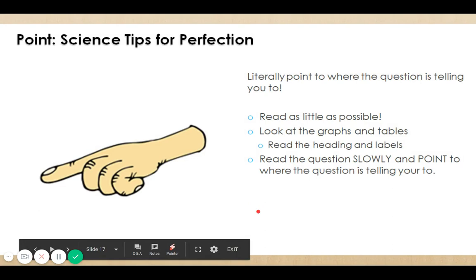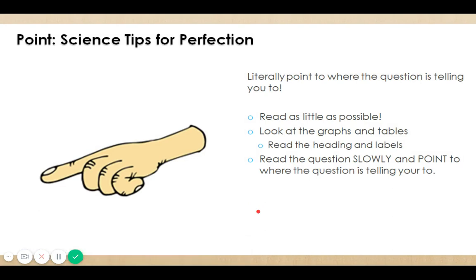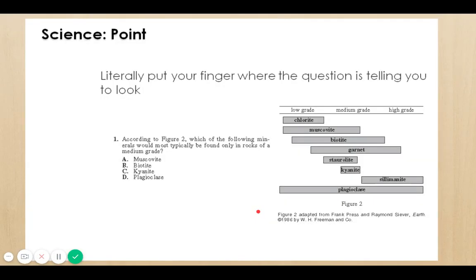All right, last section. The strategy is point. So I want you literally to point where the question is telling you to. You're going to start with reading as little as possible. You're going to look at the graphs and tables and read the headings and the labels, and then read the question slowly and point to where the question is telling you to.